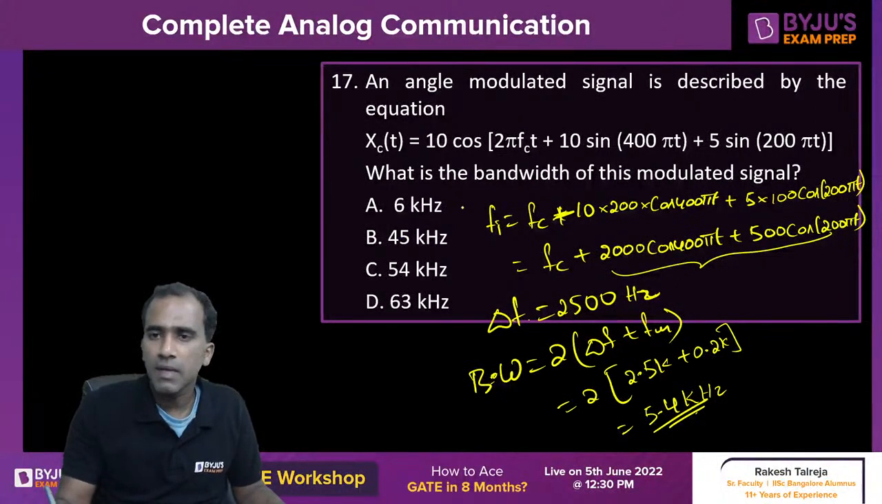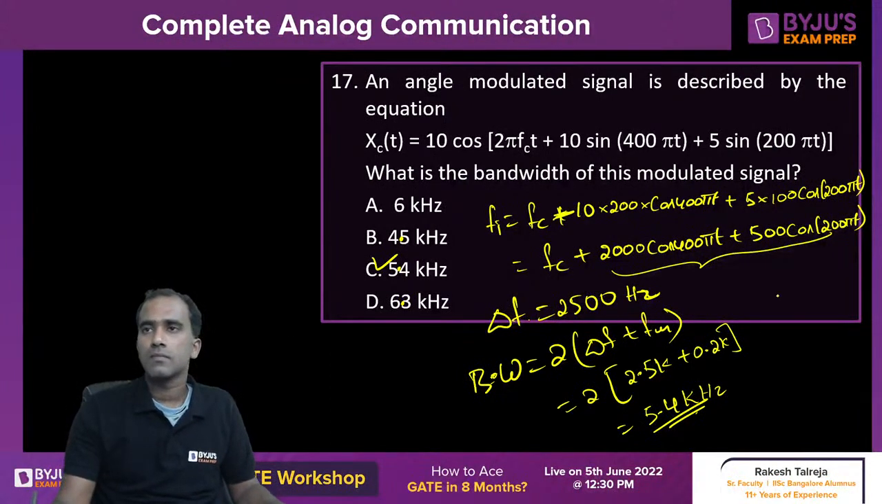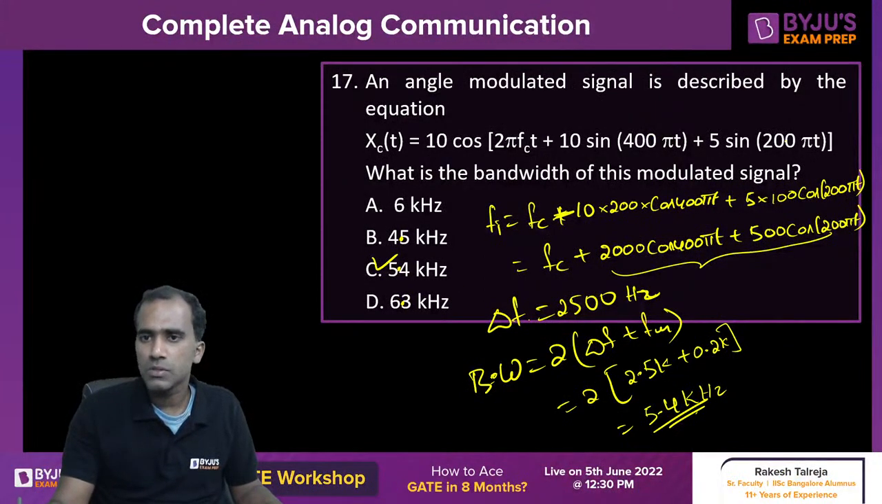I think there is some typo error here. That is 4.5, 5.4, 6. Answer should be option C. If there is a typing mistake here, and if you take 4000 and 2000, then it will match with the options, which is 5.4. Is that okay?